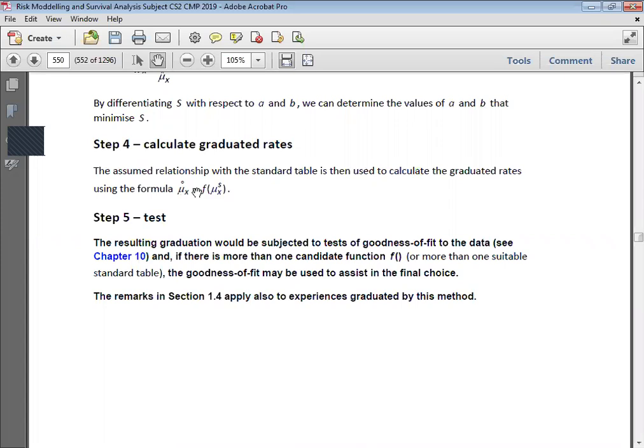So again, as we have already discussed, you will not want to do a smoothness test if you are using a standard table, because we already know that it is smooth automatically, right? As long as you use a simple formula. If you use a very complex formula, then it might not guarantee smoothness. But if you use a simple formula, then the smoothness that you see in the standard table is what you will expect in your graduated rates as well.